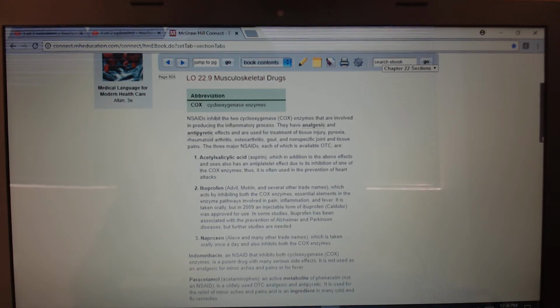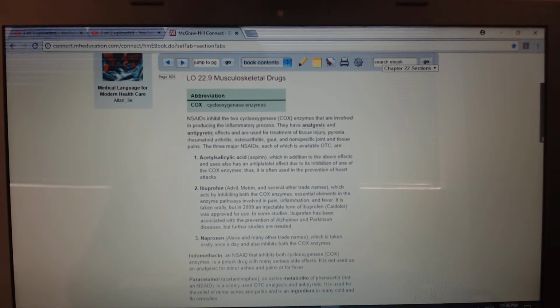COX is cyclooxygenase enzymes. NSAIDs inhibit the two COX enzymes that are involved in producing the inflammatory process. They have analgesic and antipyretic effects, and are used for treatment of tissue injury, pyrexia, rheumatoid arthritis, osteoarthritis, gout, nonspecific joint and tissue pains. The three major NSAIDs, each of which is available over the counter, are acetylsalicylic acid, ASA, which is aspirin, which in addition to the above effects and uses also has an antiplatelet effect due to its inhibition of one of the COX enzymes, thus it's often used in the prevention of heart attacks.